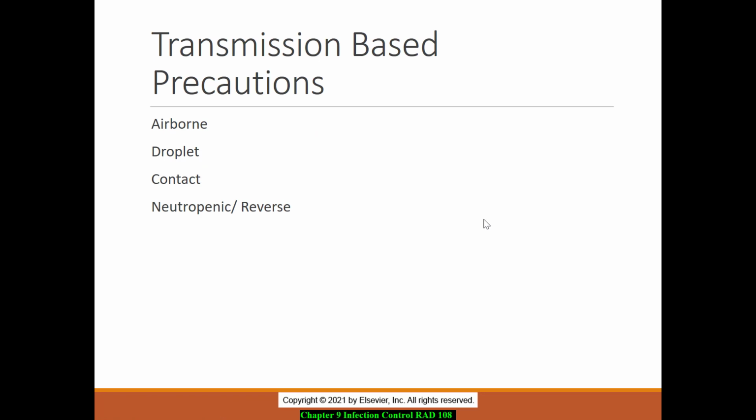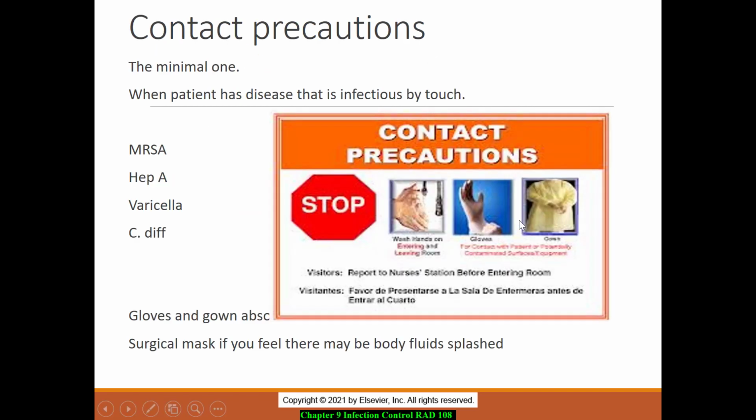Transmissions based on precautions. These precautions can be airborne, droplet, contact, or reverse. With contact procedures, this is anyone who's been touched by that individual. We do have MRSA that takes place. MRSA is something that naturally occurs in the human body, but too much of it is a bad thing. So you could have the flesh-eating disease is MRSA, and it can be cured right away.